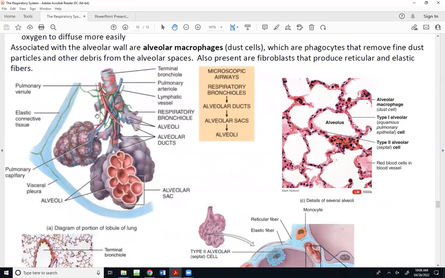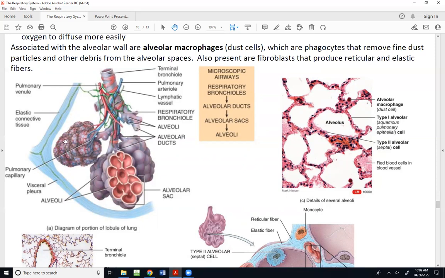Okay, we can see those here in our top left image. Okay, here's our terminal bronchiole. This is the tips of our tree. Okay, the last structures of the respiratory or the bronchial tree, about 0.5 millimeter in diameter. And then from there, branching off, and these are all going to be microscopic, are the respiratory bronchioles. And then coming off of those are the alveolar ducts.